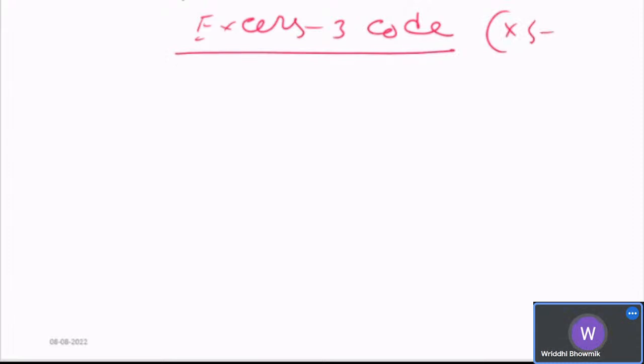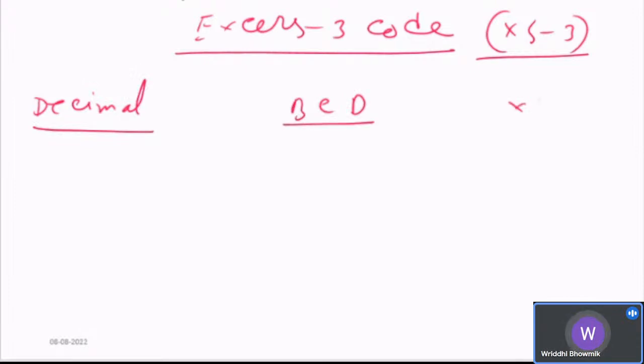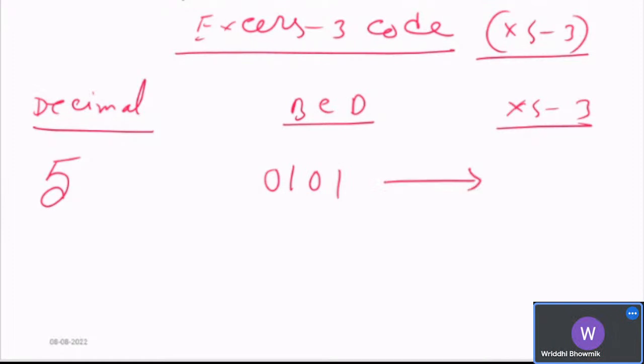Sometimes known as XS3 code. Okay. So XS3 code means, in decimal, BCD and XS3. For decimal, if we have 5, the BCD representation is 0101, and for XS3 we add 0011.